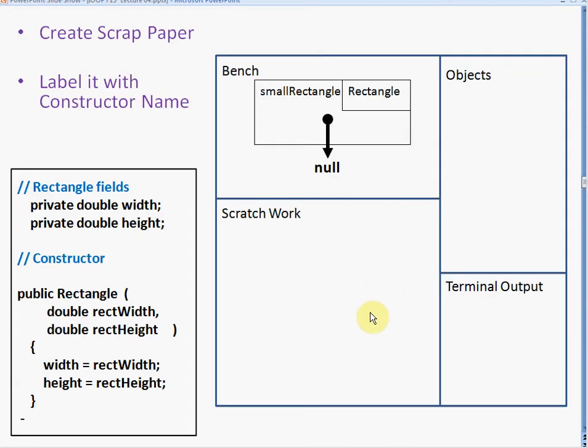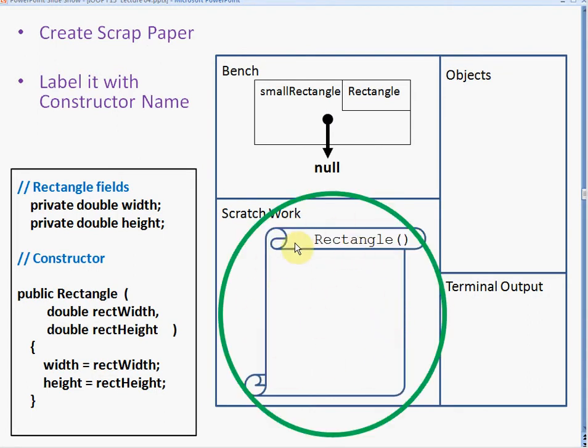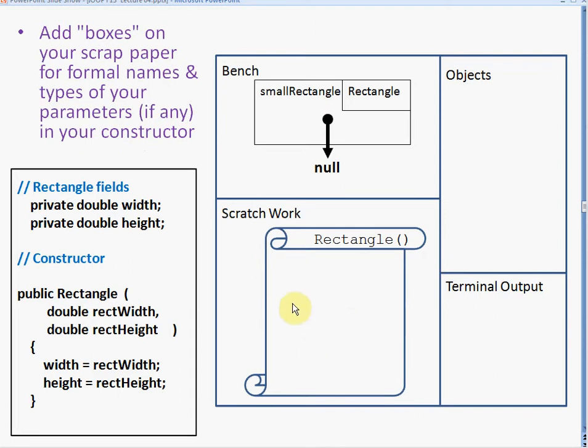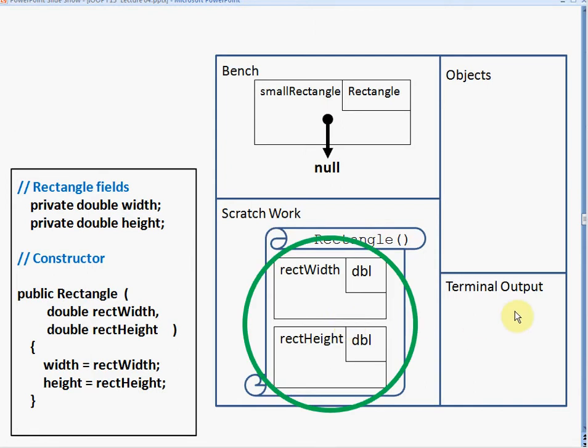Okay, so it's time to call the constructor method. Here's the code for the constructor method. On our scratch paper, we're going to create what I call a new piece of scrap paper. It's fancy scrap paper, but it's scrap paper nonetheless. And we're going to write the name of the constructor right here. I put parentheses to indicate that it is a method, but I can't fit the parameters in there. But that's okay, because what I'm going to do next is add some boxes on the scrap paper itself to show the formal names and types of the parameters. So I have 2 parameters here, right? My first parameter is called rect width of type double. My second parameter is called rect height of type double.